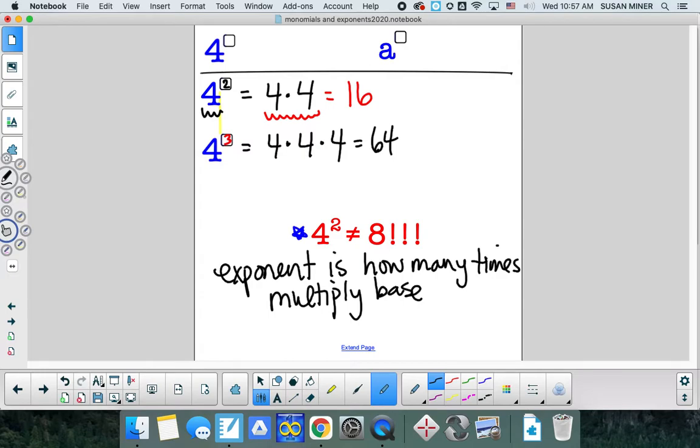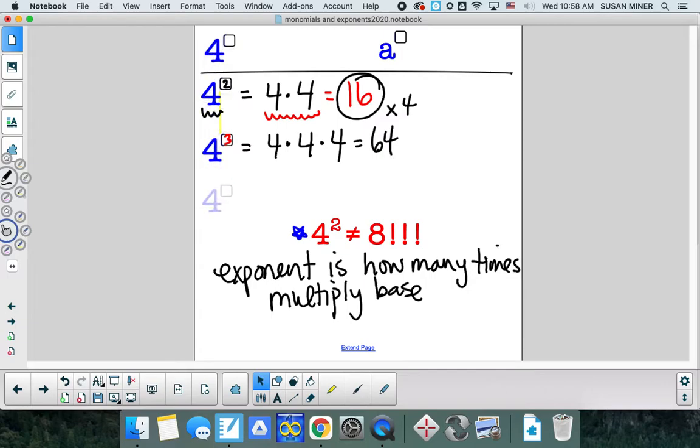Yes, 64, right? And so every time I increase in power, the 64 is 4 times bigger than the power before. I'm actually multiplying it by 4 one more time. And each time my power increases, it's 4 times bigger than the number before it. And that's how an exponent works.